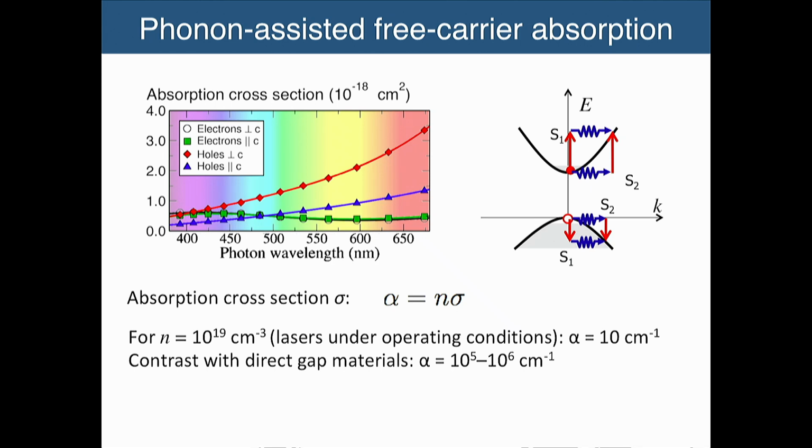To translate this into a length, it means that you expect a strong absorption over a length scale of 1 over 10 centimeters, about 1 millimeter. That's the scale at which you would absorb light. Contrast this to a direct gap material, where it's 10,000 or 100,000 times stronger absorption, and light gets absorbed in a micron. So this process, of course, is weak.